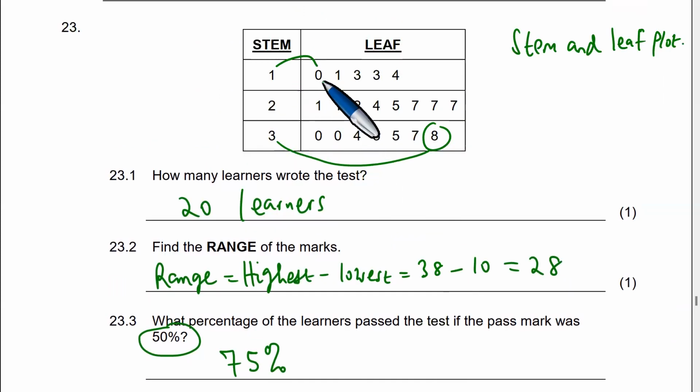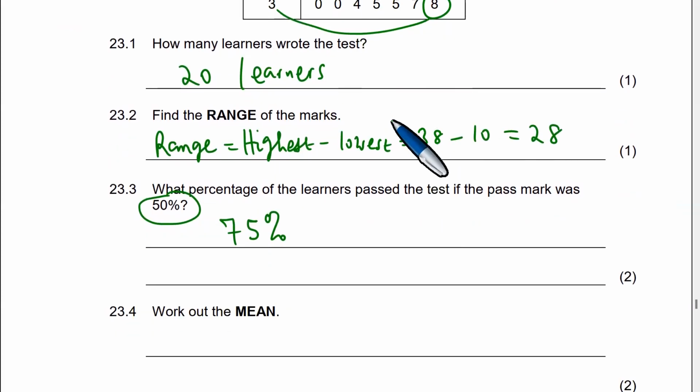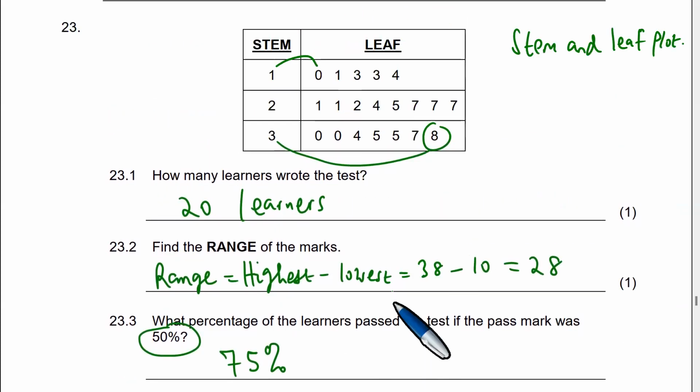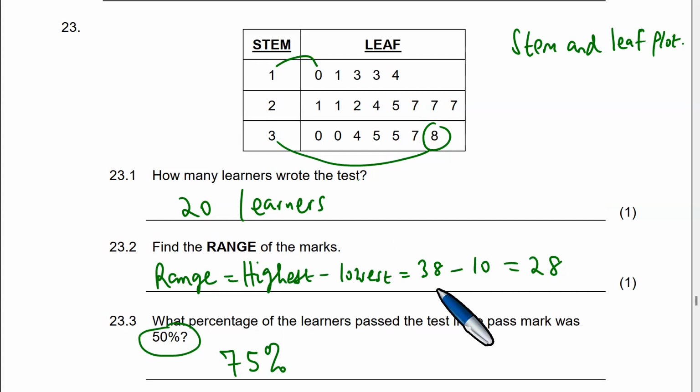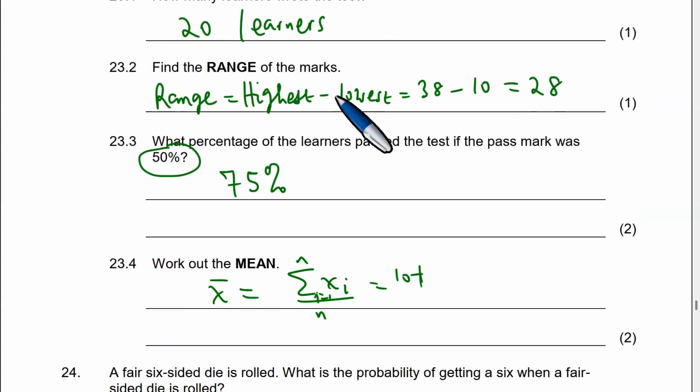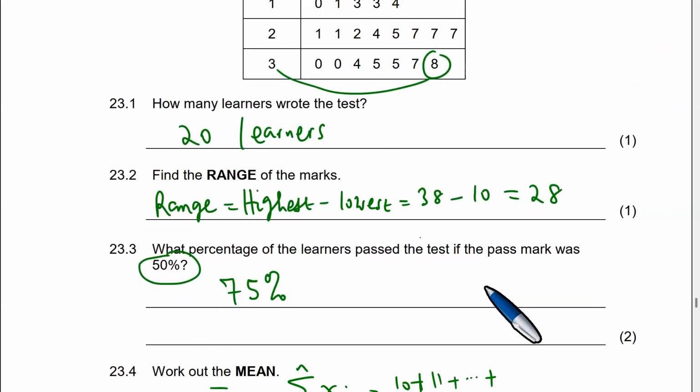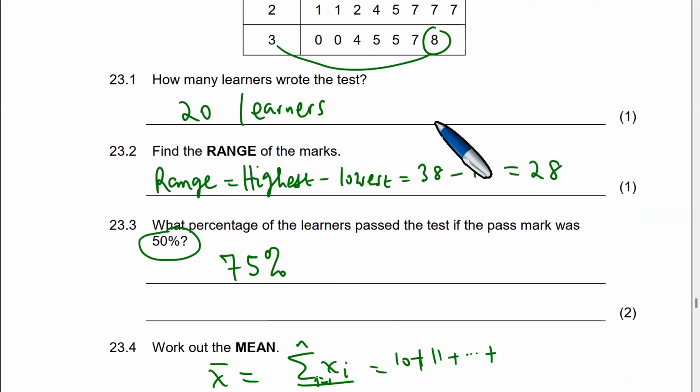You need to say like 10 plus 13 plus 11. So the mean is normally calculated as the sum of the xi's over n, from i equals 1 to n. So you're going to do 10 plus, then you're going to do 11, and then you continue with the addition. You add up to the point where you get 38.